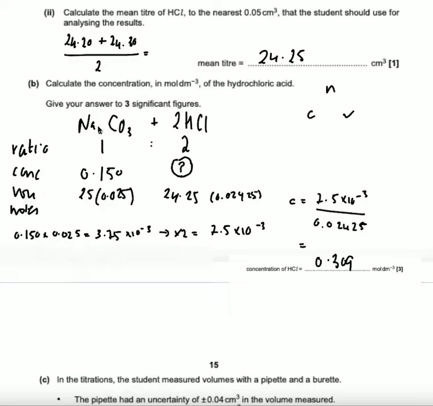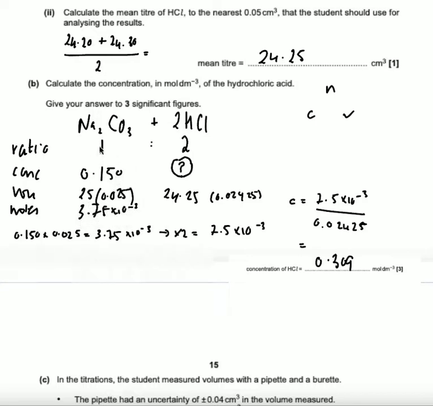So I scroll down and I can see that I have the concentration and I have the volume for sodium carbonate. Therefore, I can work out the moles. And so to work out the moles, it's concentration times volume, which I've done over here. It gave me 3.75 times 10 to the power of minus 3.